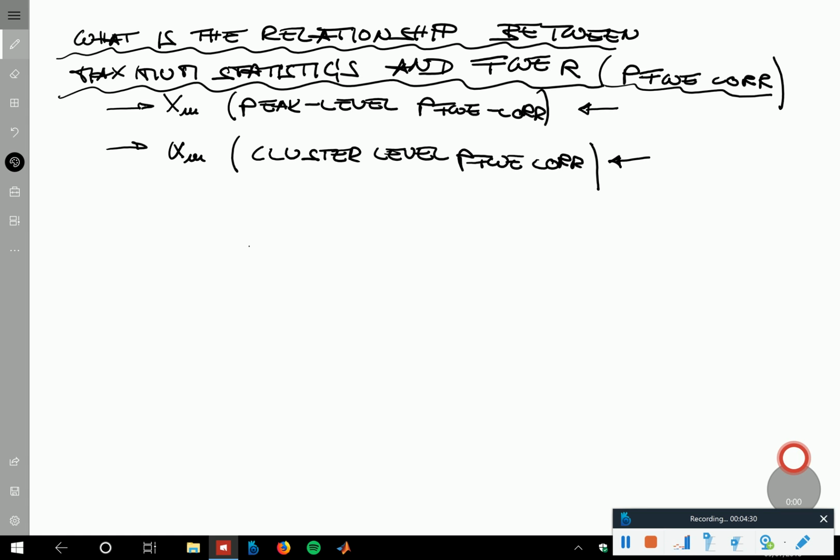So the question is really why are some of these columns in the SPM table labeled PFWE corrected? The labeling is wrong and confusing, but the question nevertheless is there of why this is done. And yeah, this is what I want to discuss.